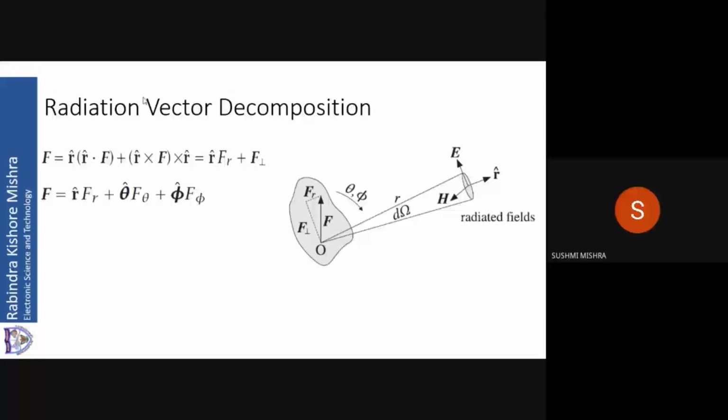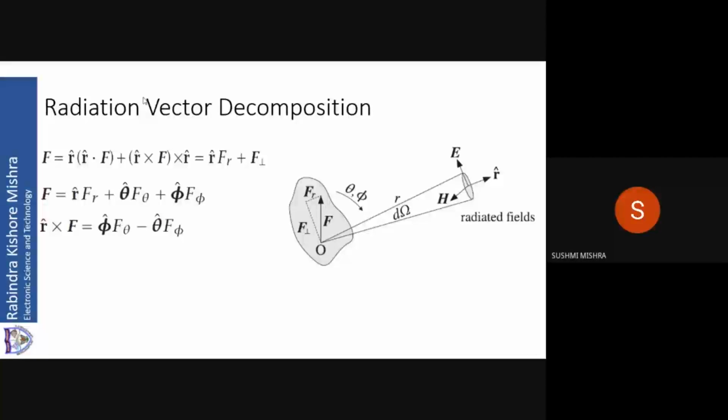So from this also I can write R cap cross F is equal to, now multiply R cap on both the sides. So R cap cross F will be R cap cross R cap 0, R cap cross theta cap, that gives me phi cap, then R cap cross phi cap, that gives us minus theta cap. So R cap cross F will be phi cap F theta minus theta cap F phi.